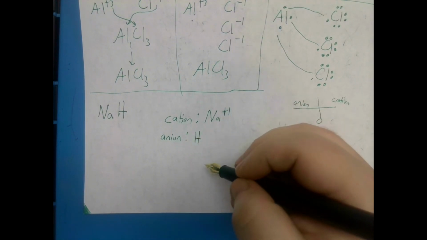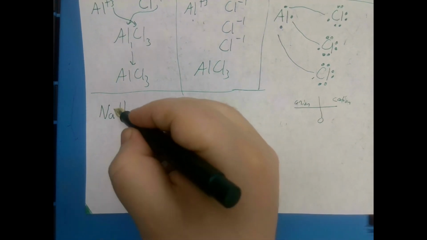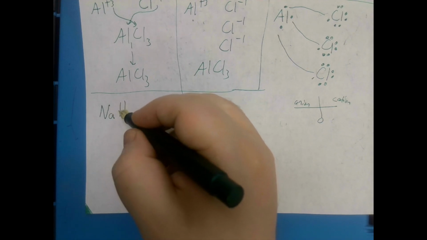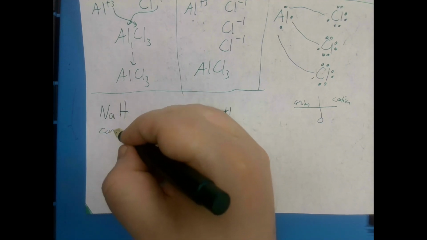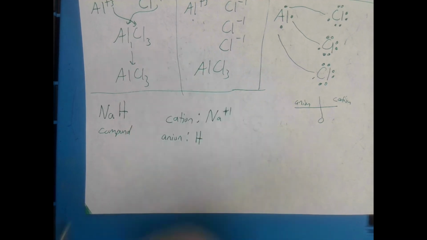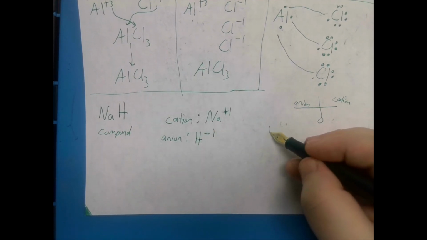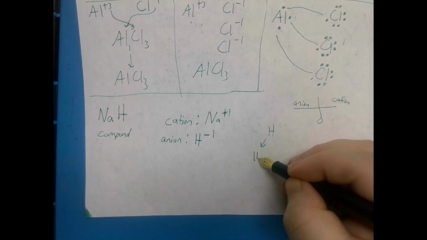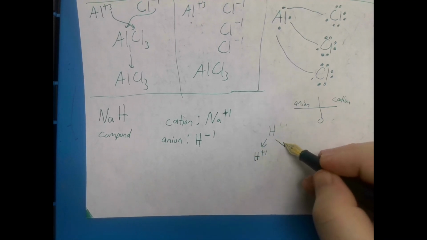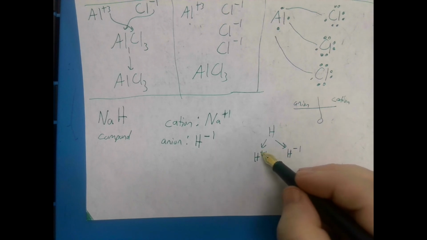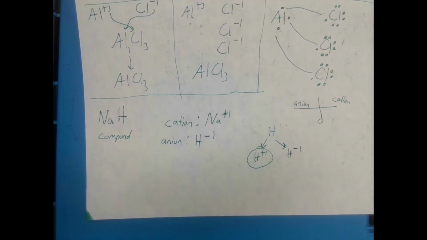No, you can't have both plus 1. The sum of charges has to equal 0. This is a compound. Remember, hydrogen can become H plus 1 or H minus 1. It's almost always plus 1. This is one of the very, very few exceptions. Hydrogen is the only one that can go from plus 1 to minus 1.